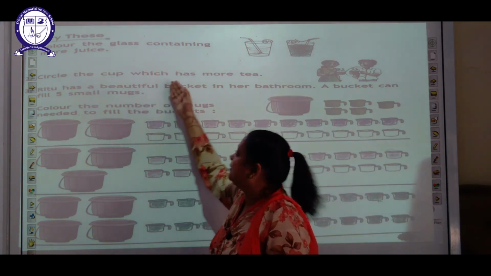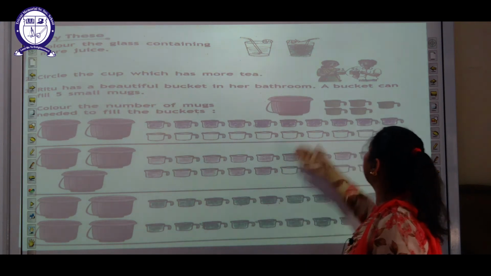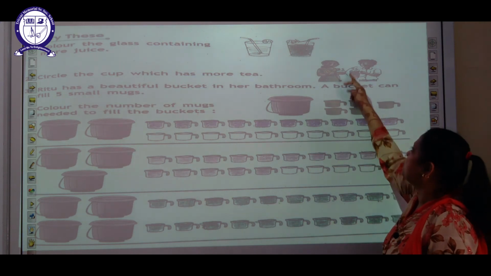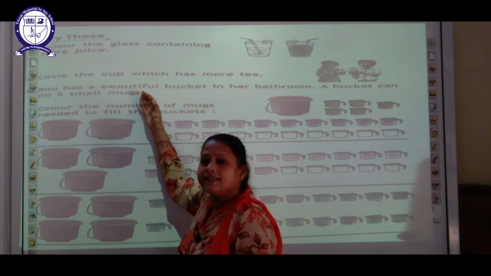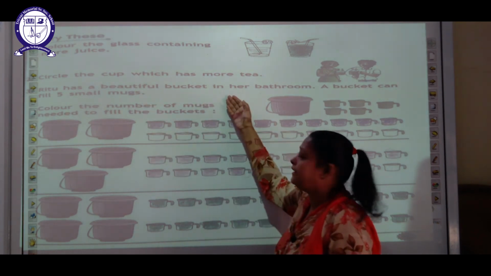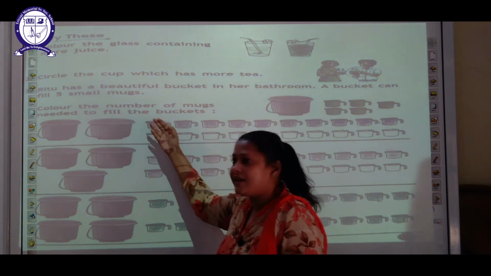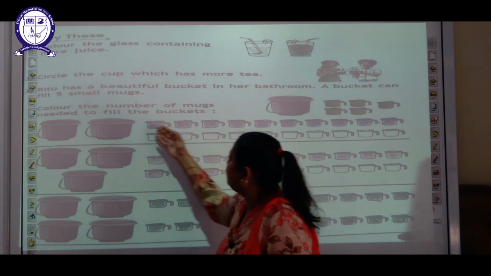Circle the cup which has more tea. Which cup has more tea, student? Yes, this shows more tea. So you have to circle this one. Next question. Ritu has a beautiful bucket in her bathroom. A bucket can fill 5 small mugs. Color the number of mugs needed to fill the buckets.